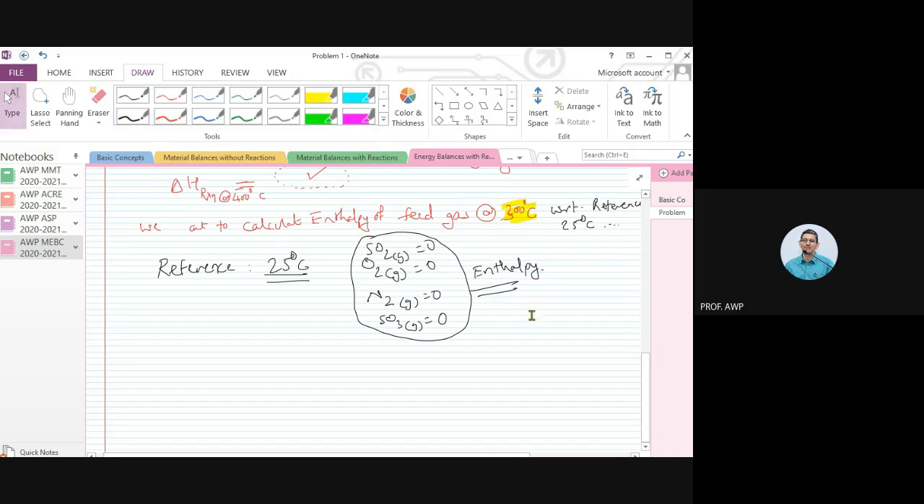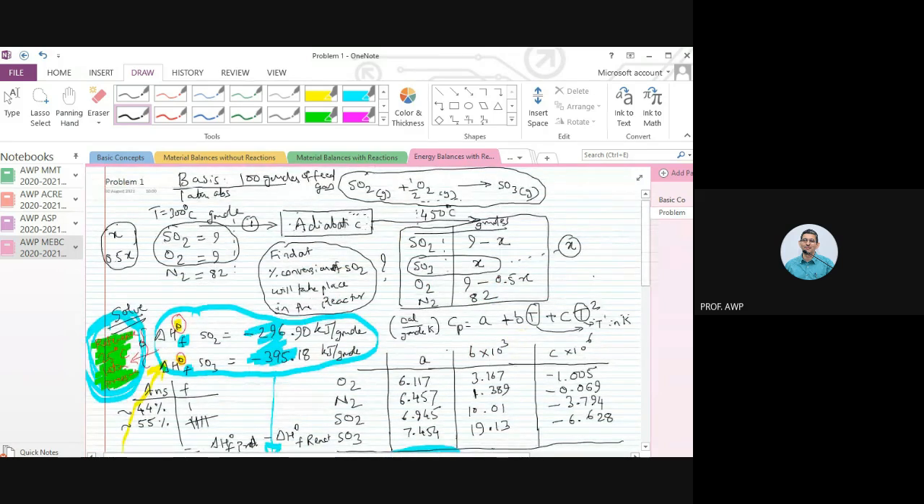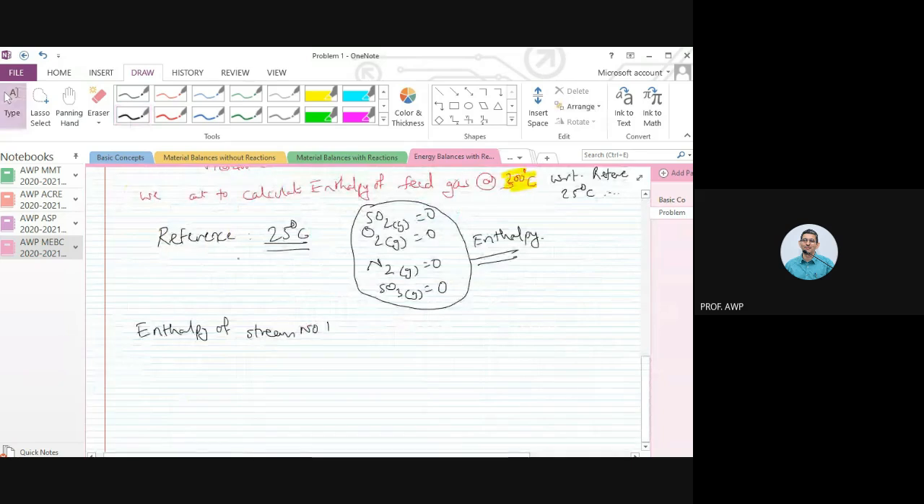Okay, now go forward. So we want to calculate the enthalpy of inlet first. Enthalpy of stream number 1. Let's give some stream numbers. Let's call this stream number 1, and this stream number 2. There are only 2 streams in the problem. Enthalpy of stream number 1. What does stream number 1 contain? 9 gram moles of SO2, 9 gram moles of oxygen, and 82 gram moles of nitrogen.